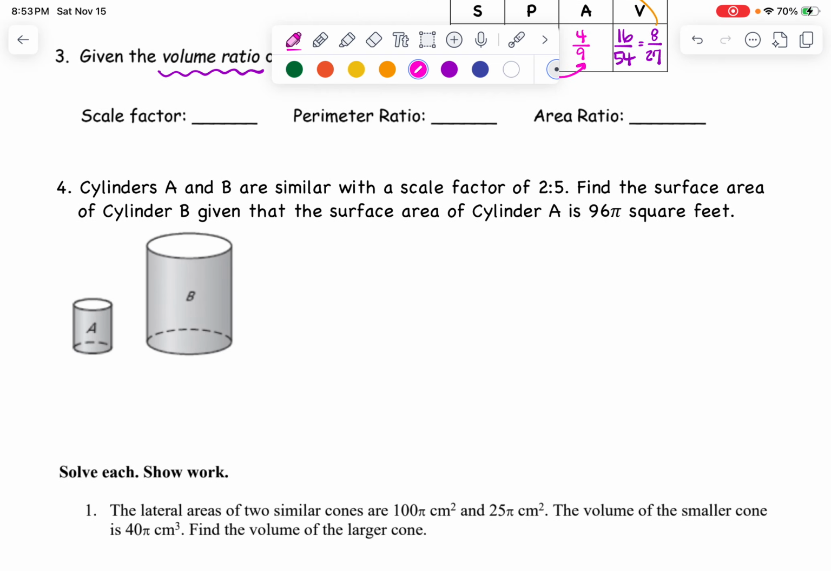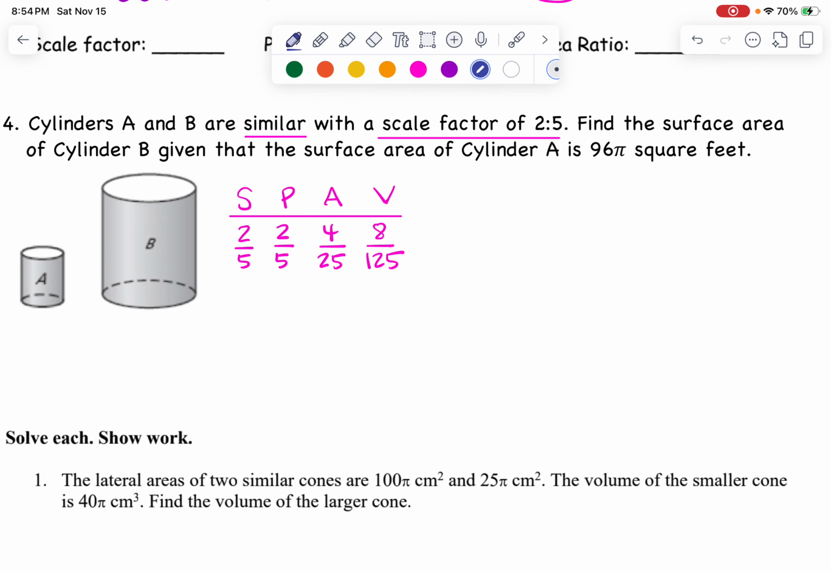Here we go. Cylinders A and B are similar with a scale factor of 2 to 5. I'm going to stop right there. As soon as you tell me that I have similar figures and they have a scale factor of 2 to 5, I'm not even going to finish reading the problem. I'm going to spend the next 5 seconds making a SPAV chart. So scale factor is 2 to 5. That means it's my side ratio, which means my perimeter ratio is 2 to 5, which means my area ratio is 4 to 25. And my volume ratio is 8 to 125. So I'm squaring and then cubing. All right, awesome. Now I'm going to finish reading the question.